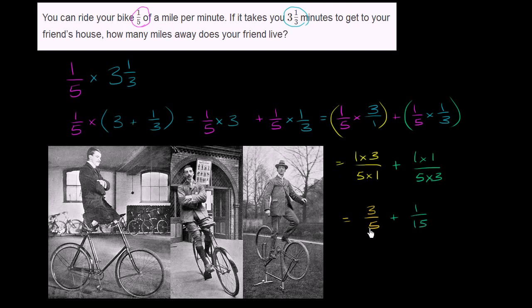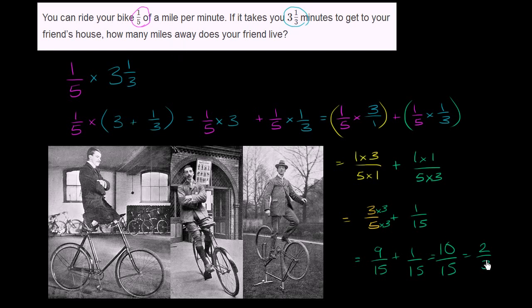And now we have different denominators here, but lucky for us, 3 over 5, if we multiply the numerator and the denominator by 3, we're going to get a denominator of 15. And so that's equal to 9 over 15 plus 1 over 15, which equals 10 over 15. And if you divide the numerator and the denominator both by 5, you're going to get 2 over 3. So your friend lives 2/3 miles away from your house.